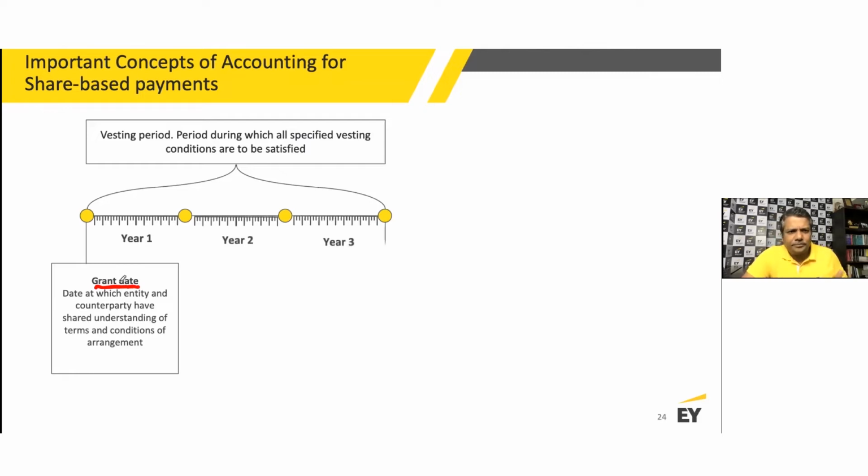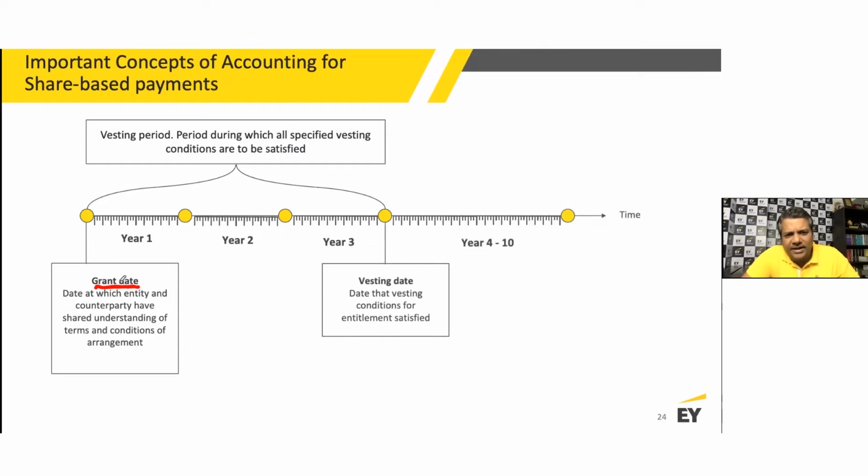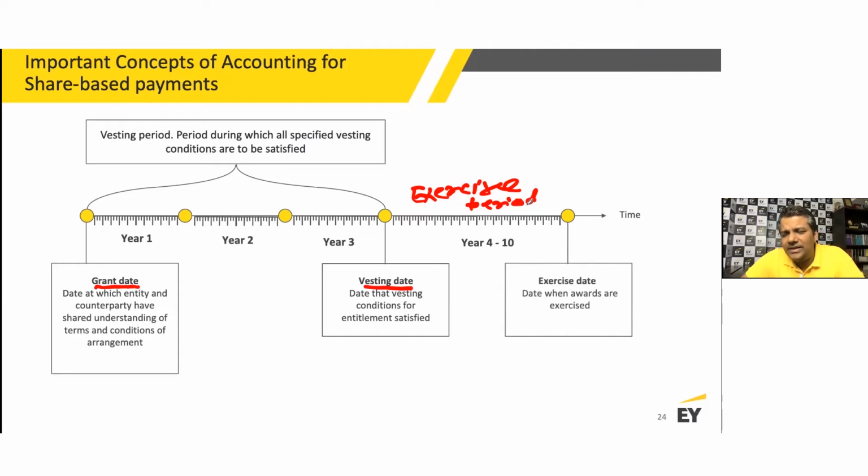If you look at a time scale, let's say it's a 3-year condition, that is the date the vesting condition for entitlement is satisfied. Let's say it's a service condition and you've satisfied that. And then year 4 to 10. So this is the grant date, this is the vesting date, and this is what is called the exercise period. That means you can exercise any time between year 4 and year 10 after the vesting is fulfilled. Exercise date is when awards are exercised, could be any date after year 4, but you can't exercise before it vests. Whenever you see an award which is granted, awards which are non-vested means you're still going through the process of fulfilling the vesting condition. So granted, non-vested, and then it vests because now you've fulfilled the vesting conditions. And then the exercise period.